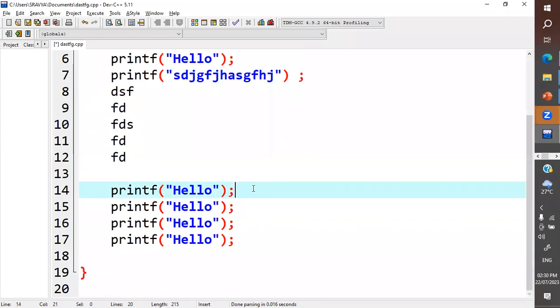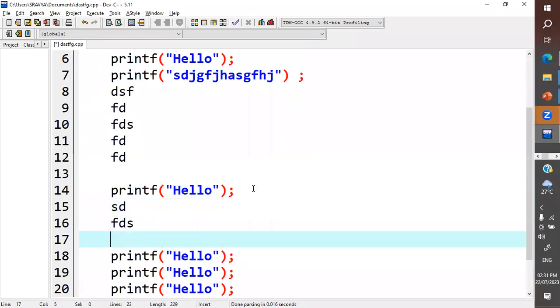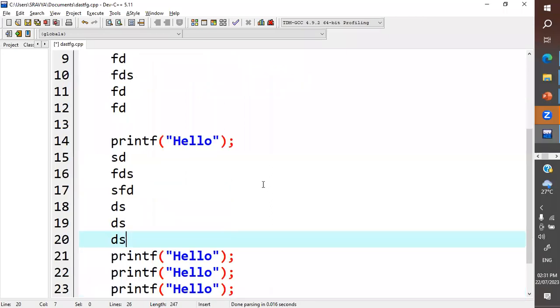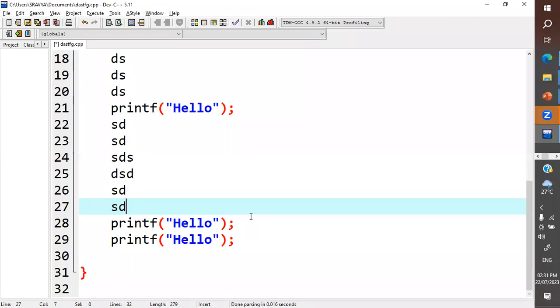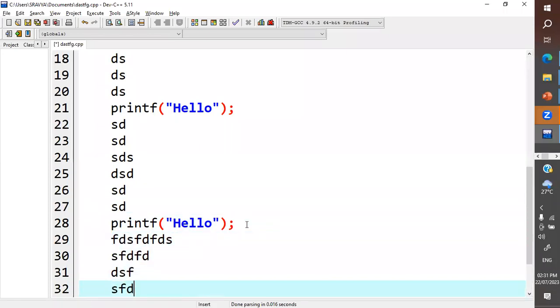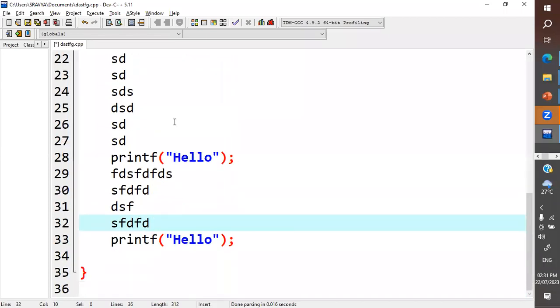After that, again, I have one line print hello. Again, I have multiple statements here. After that, again, I have print hello, and again multiple lines here. Now, in this case, can I make hello inside a loop? Can I write hello inside one loop and run it at a time? No, right. There are some logical things happening.